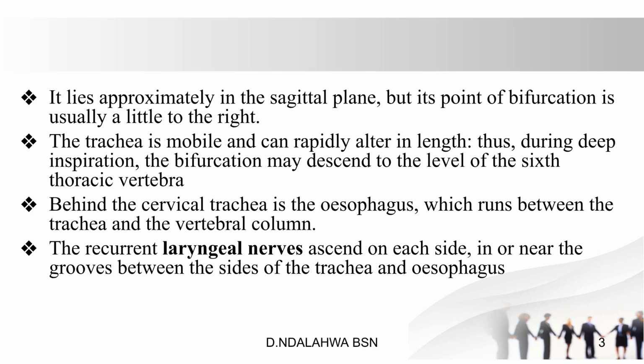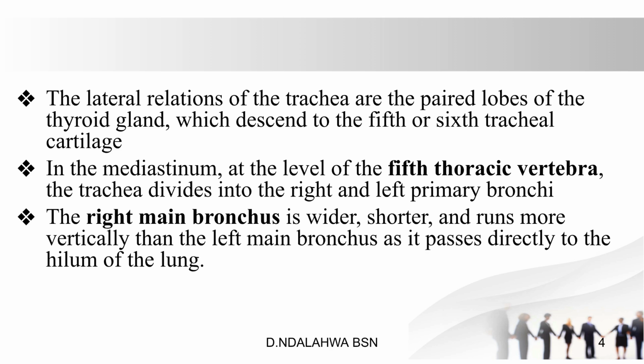The esophagus lies behind the cervical trachea, and recurrent laryngeal nerves ascend near the grooves between the trachea and esophagus. Lateral to the trachea are the paired lobes of the thyroid gland. At the fifth thoracic vertebra, the trachea divides into the right and left primary bronchi. The right main bronchus is wider, shorter, and more vertical.